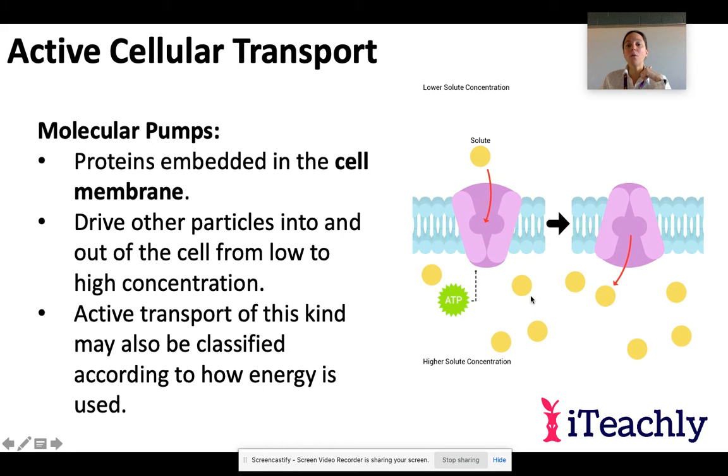If you notice, I have a high concentration over here, and I want to keep that high concentration. So this pump will be activated by energy to allow it to open so that the solute can stay in that high to low concentration. We don't want it to go to equilibrium. So the pump is constantly pushing that solute into the cell to keep the solute in a high to low concentration. And because we're using this ATP, it's called active transport.